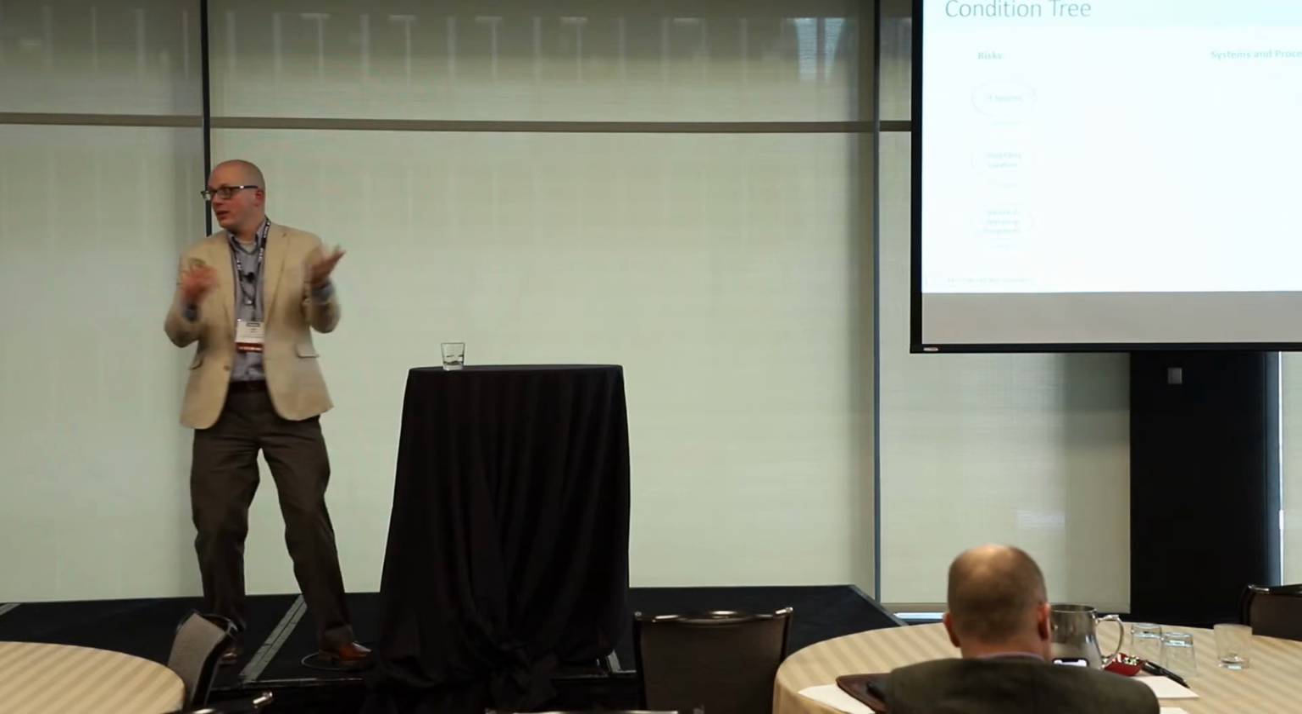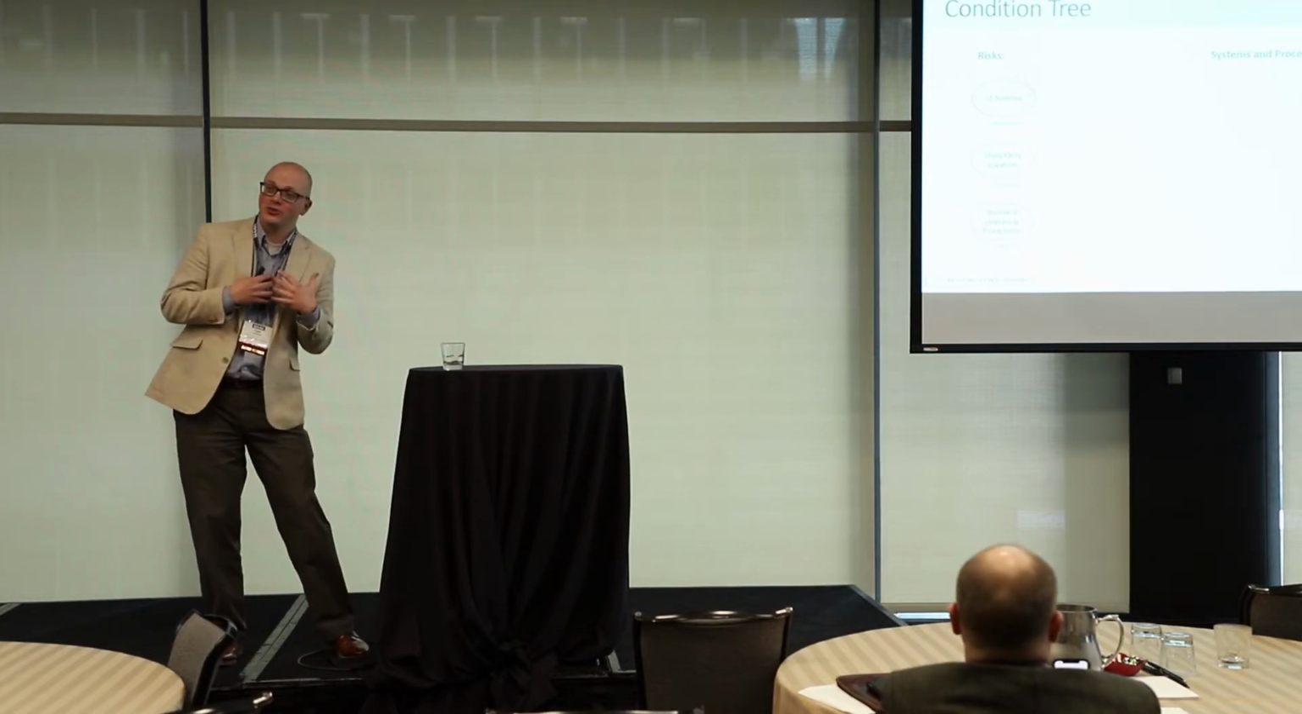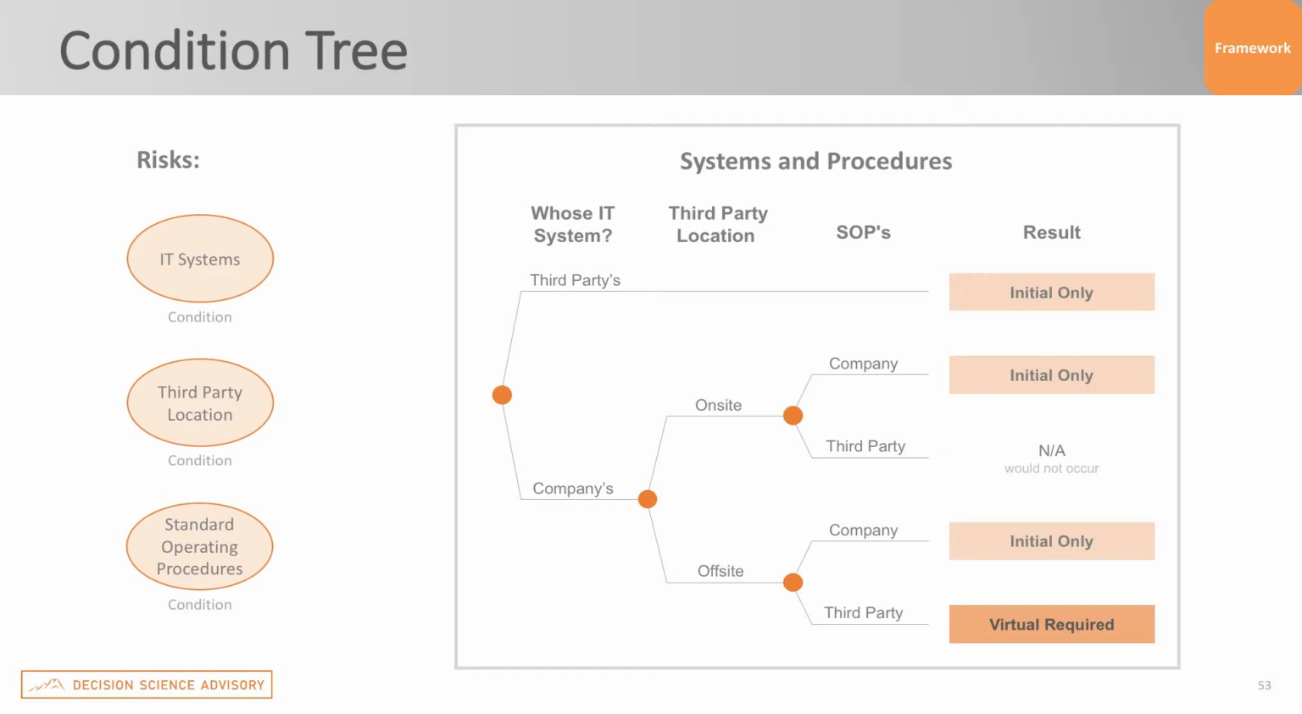So the first technique that I'm showing is what I'm calling a condition tree. It's actually kind of similar to when I showed the decisions and the uncertainties swapped, in essence. So this grouping of risks, three different risks here, we labeled these systems and procedures. It looks a whole lot like a decision tree, but there's not a decision node on there. The decision is essentially at the end.